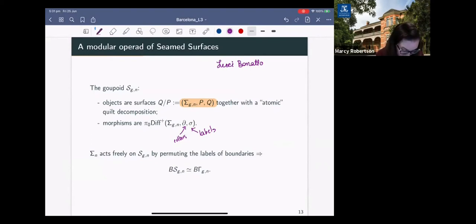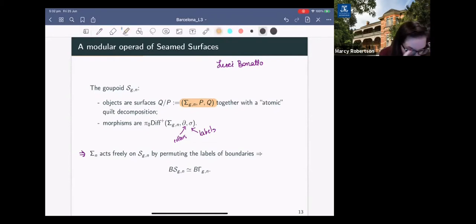So of this surface. And I'm saying this here, but this is actually a non-trivial amount of work. So this requires checking. I put these little arrows, and they're usually doing some heavy lifting. But the symmetric group acts freely on this groupoid, permuting the labels. And there's a homotopy equivalence of the classifying spaces. So B of S_g,n is the classifying space of the groupoid here, and the classifying space of the mapping class group.